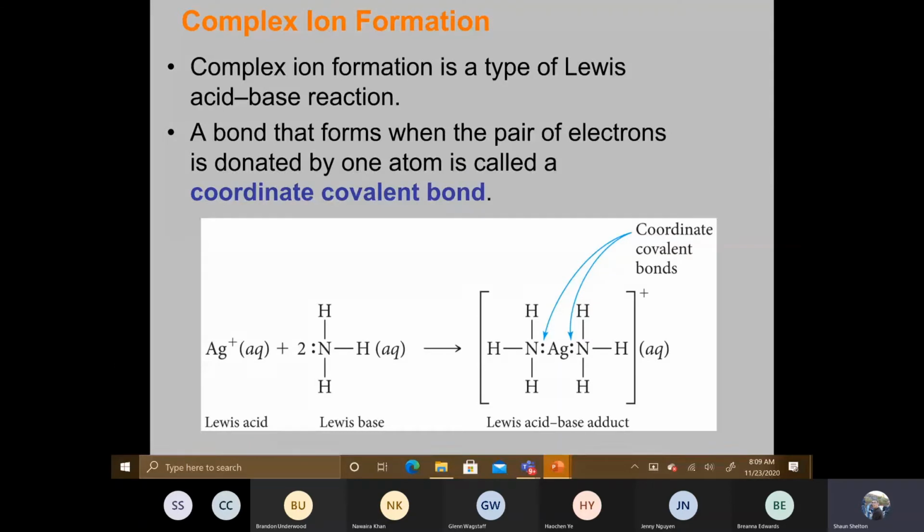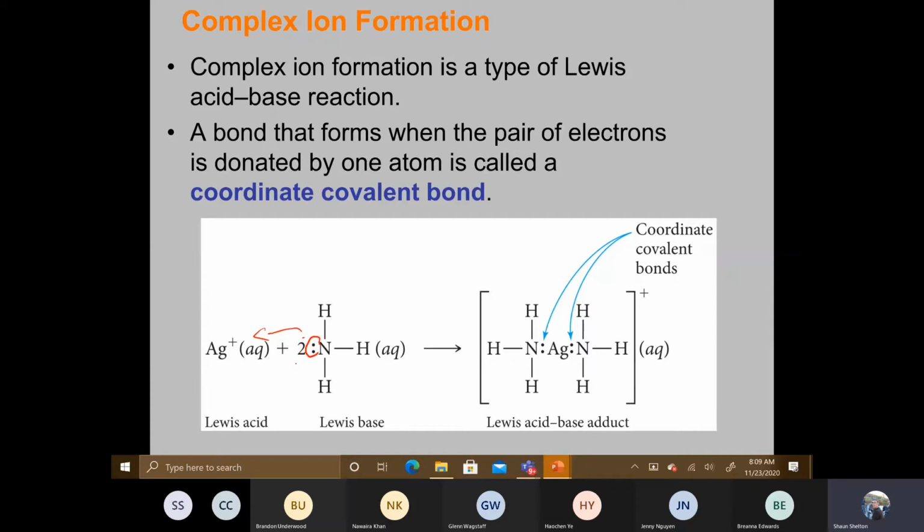All right, so complex ions are a type of Lewis acid-base reaction. Remember that a Lewis acid is going to accept a pair of electrons, where a Lewis base is going to donate a pair of electrons. So when you look at the example below, the silver +1 ion is an acid because it has no electrons to donate. The NH3 has a lone pair.